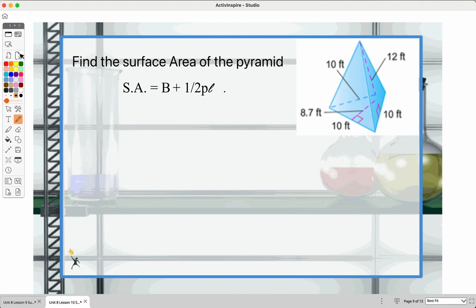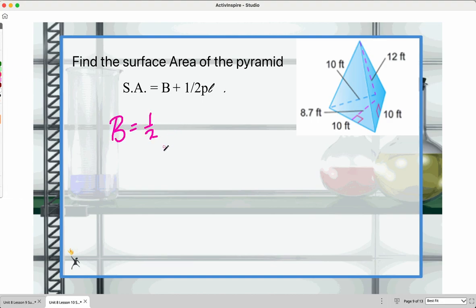All right, so let's take a look at what we've got. Let's start with finding big B once again. Big B is 1/2 of base times height, so our base, we'll use this down here. Our base is 10 by 8.7, so 10 times 8 and 7/10. So it really ends up being 87. Half of 87 is 43.5. So our big B this time is 43 5/10. So we'll put that into the formula.